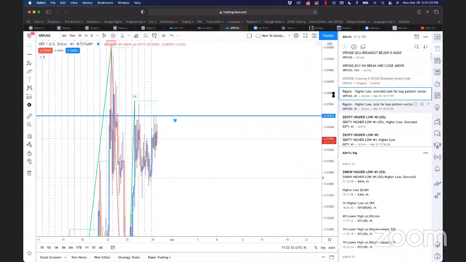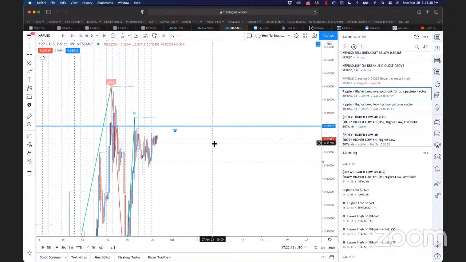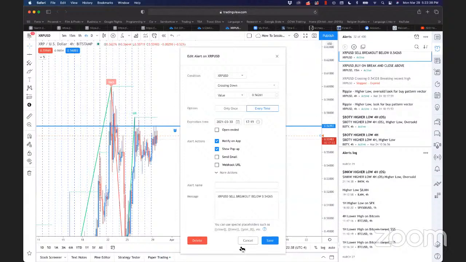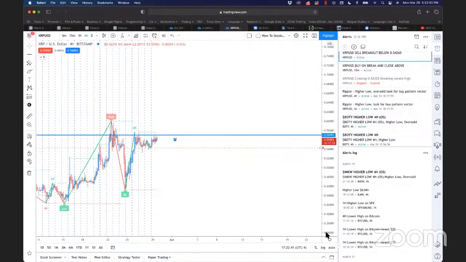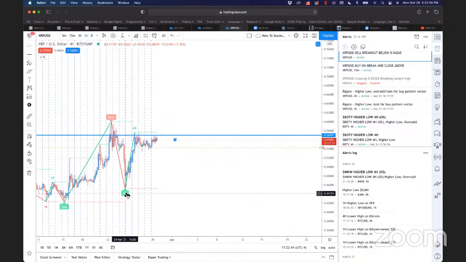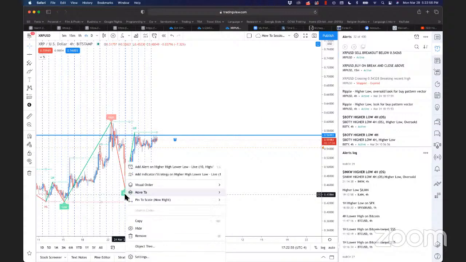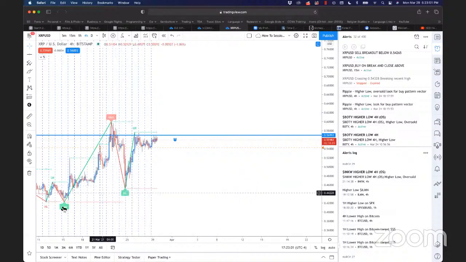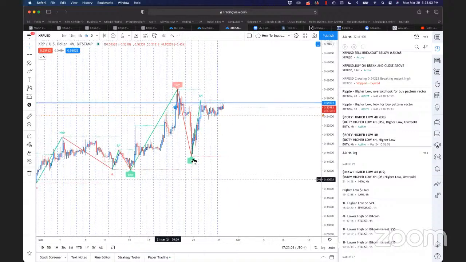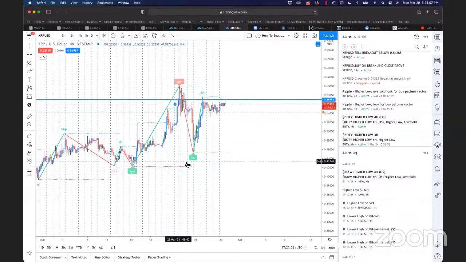So whenever Ripple makes a higher low, like it did right here, the fact that it's highlighted green means that it didn't just give me a higher low, it also gave me a higher low and it's oversold. So that's a higher odd that I'll get a buy out of this situation right here. Just like this low, the difference between this higher low and this higher low is this one is oversold. This one isn't oversold, but this low right here is oversold.